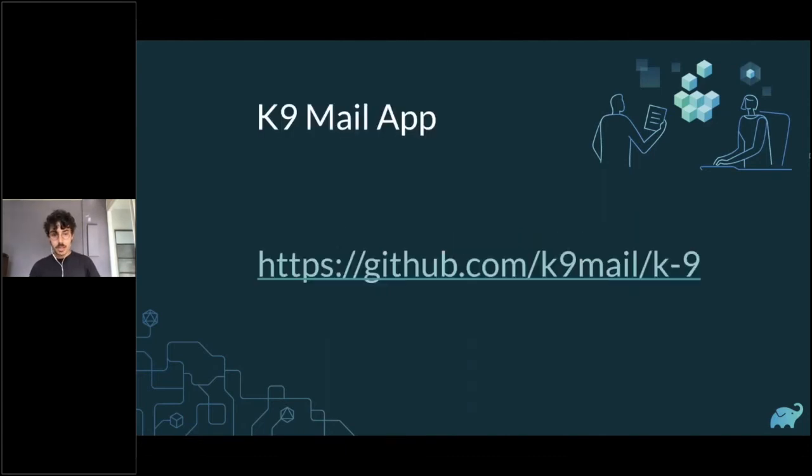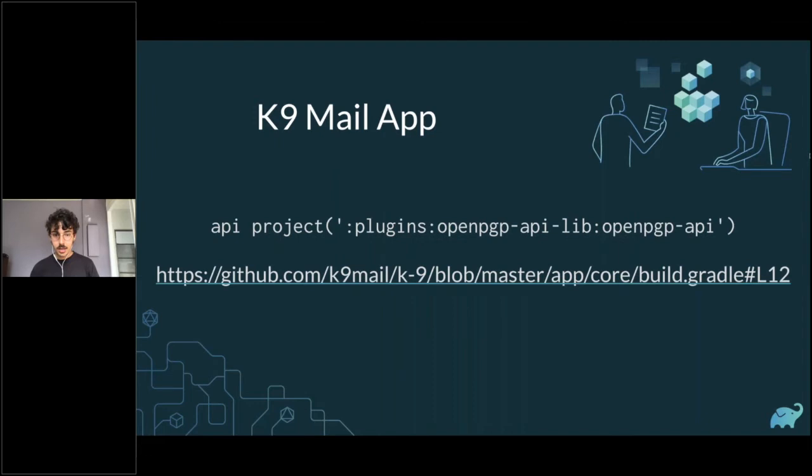So this is the K9 Mail app. It's an open source app. It's an email app. You can find the GitHub repo right there. And it happens to use an API dependency in this one specific line. I'll link to the slides later in my talk. You can just click that line.